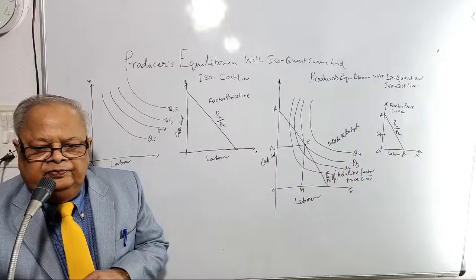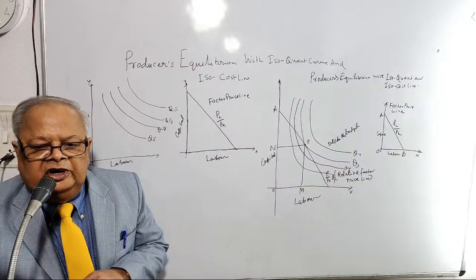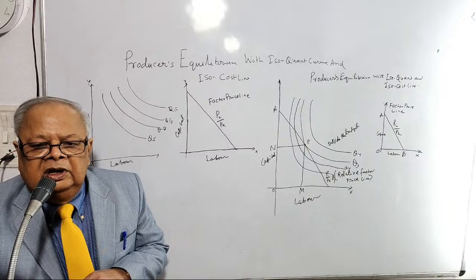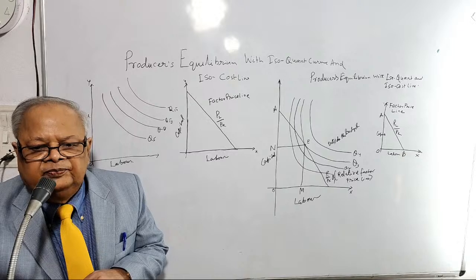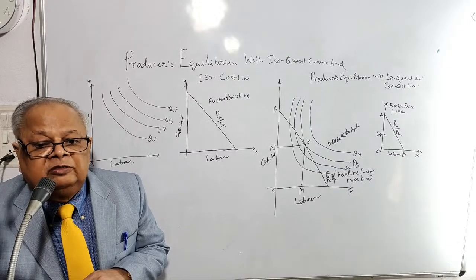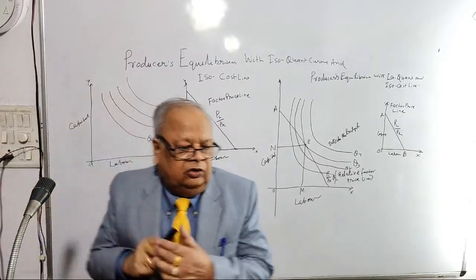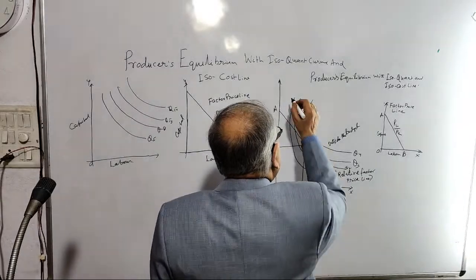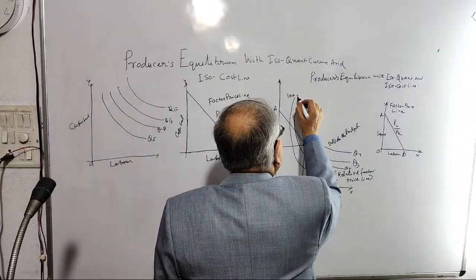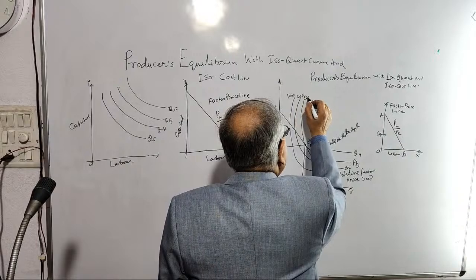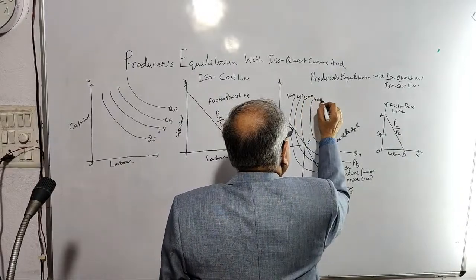Producers equilibrium is obtained at point E, where factor cost line is tangent to isoquant 3, isoquant third. It means producer will produce 300 unit. Suppose we put it here unit, then this is 100, this is 200, this is 300, this is 400 units.